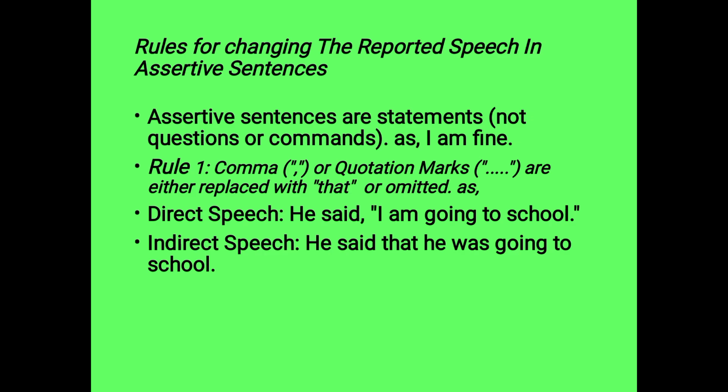Assertive sentences are statements, as opposed to questions and commands, such as "I'm fine." So here we are going to learn a new topic: rules for changing reported speech into assertive sentences. Rule number one: the comma and quotation marks are either replaced with that or omitted. For example, direct speech: he said, "I am going to school." Indirect speech: he said that he was going to school.